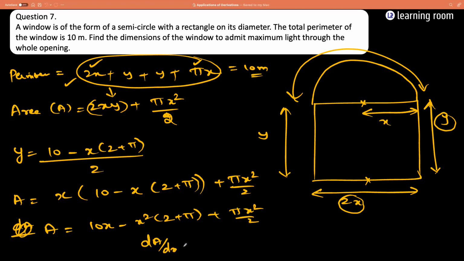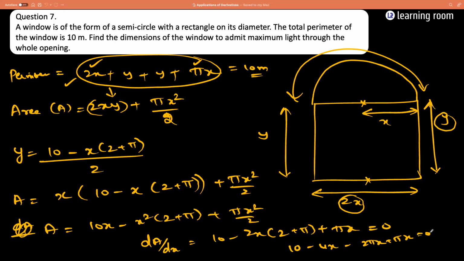So what is going to be the value of dA by dx? It will be 10 minus 2x into 2 plus pi x. Correct? This will be equal to 0. So this will be 10 minus 4x minus 2 pi x plus pi x is equal to 0. So how much will I get?